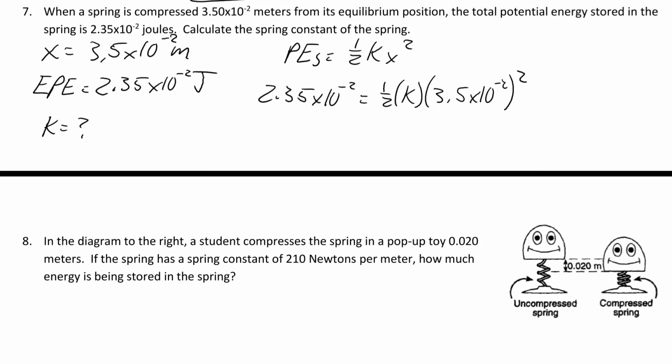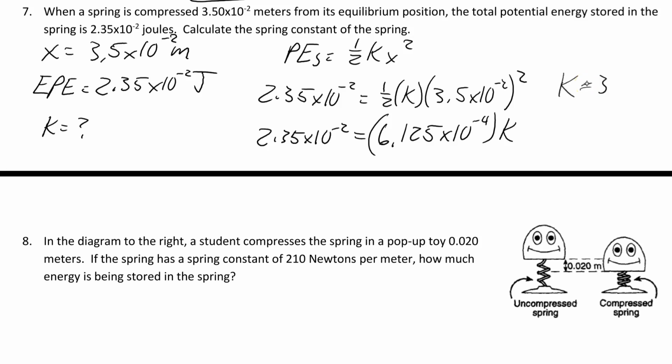And we'll work it out a little bit. So this should stay like this. And on this side of the equation, you should get 6.125 times 10 to the negative 4 times K. So you divide both sides by this number here, and you get a spring constant, K, of about 38 newtons per meter.